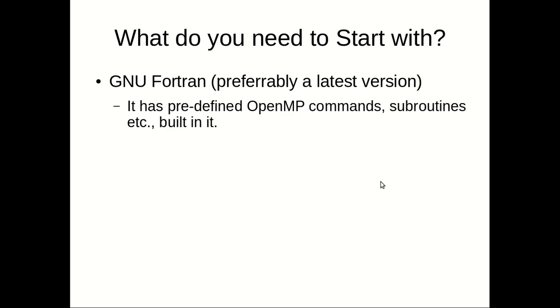Next, with that being said, what do you need to start with? All you need is just a normal Fortran compiler. I'm using GNU Fortran, and if you have some other version of Fortran like Intel or NAG or PGI, it doesn't matter. All you need is a Fortran compiler, preferably the latest version, because the latest version will have the latest OpenMP definitions in it. That's it. All these compilers have predefined OpenMP commands and subroutines built into them. So if you install that, that's more than sufficient. You don't need anything extra, and you can get started immediately.